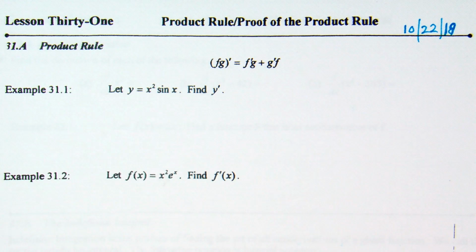Lesson 31, we are talking about derivatives. Before we talk about that rule up there, look at example 1. Y equals x squared sine x, and they're asking us to find y prime. So they're asking us to find the derivative. What kind of thoughts do you have there?